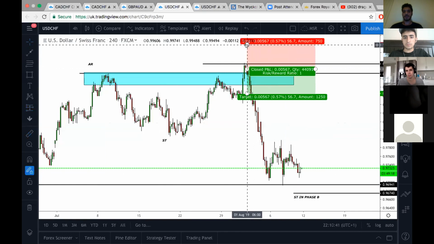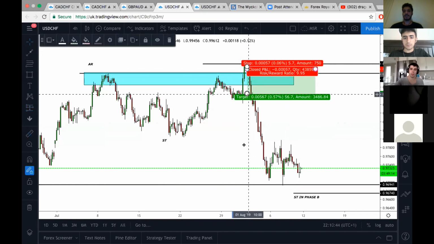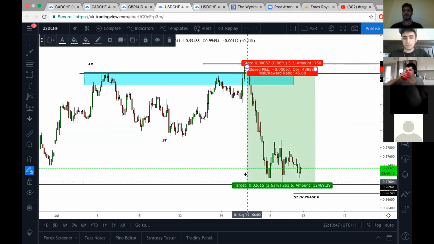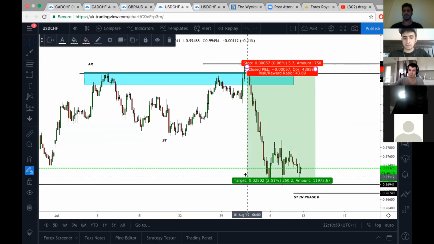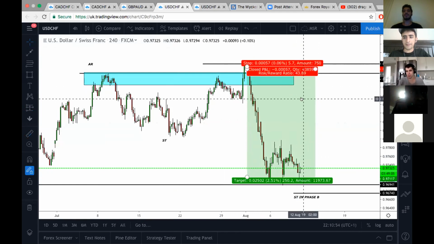My stop loss was just about 5 or 6 pips. My take profit was 250. I'm not going to lie and say it was all the way to the bottom. It was about 250. Risk to reward of 1 to 43. That means if you place this trade and risked $1, your return's $43.